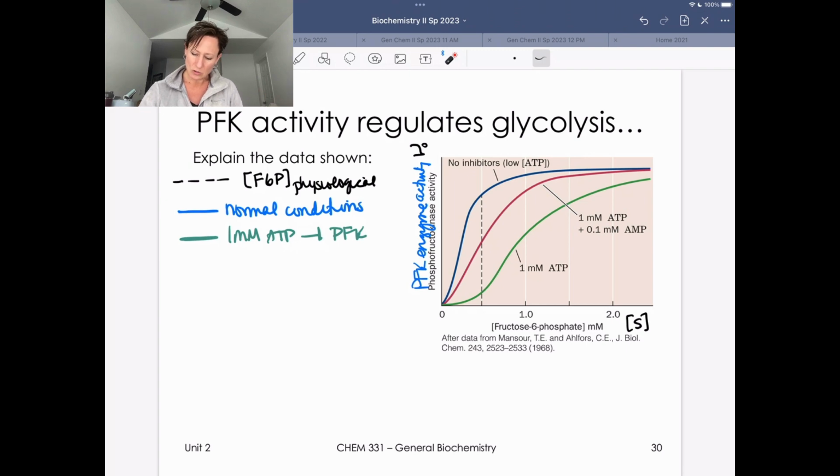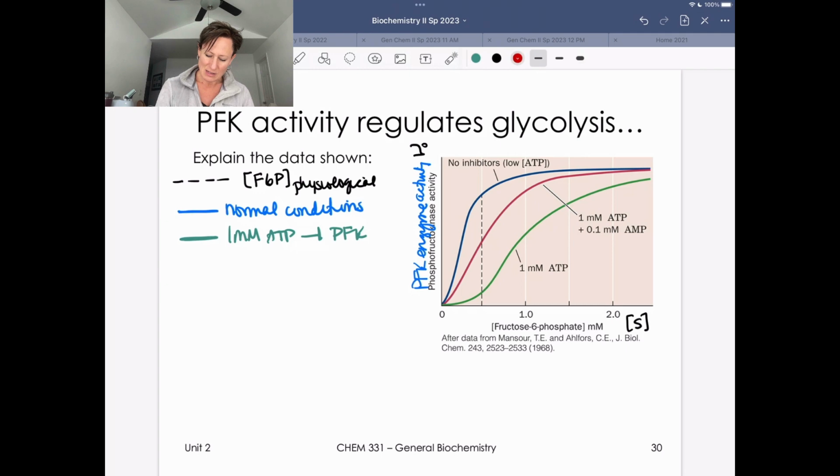So I'm going to spend some time here looking at this vertical line, because that represents physiological concentrations of F6P. If we maintain that physiological concentration of our substrate, we can see that we take the activity from near maximum down to near zero just by adding in ATP. So ATP is a very potent inhibitor of PFK.